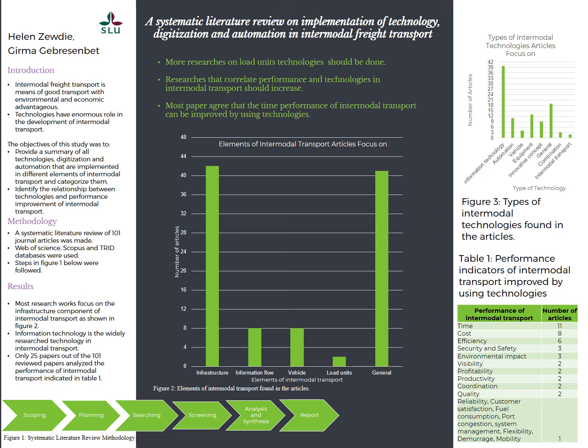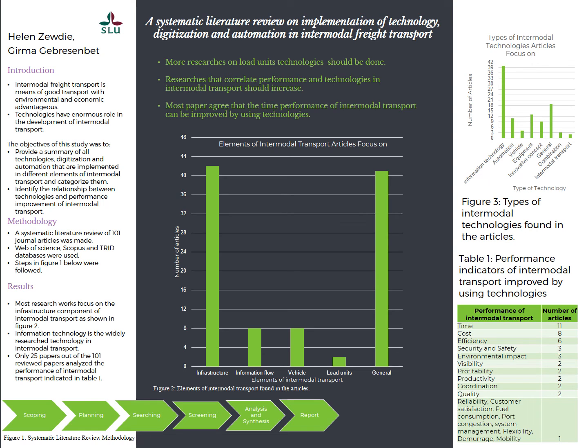Then the next category was the general category. That means most of the papers didn't have any specific focus on an element of intermodal transport. They were just generally referring to intermodal freight transport. Another result that was found is about the technologies that these papers were referring to, and it was information technology, automation, vehicle, equipment, as shown in figure 3 here. And we can also see from here that information technology is the most widely researched technology in intermodal transport.